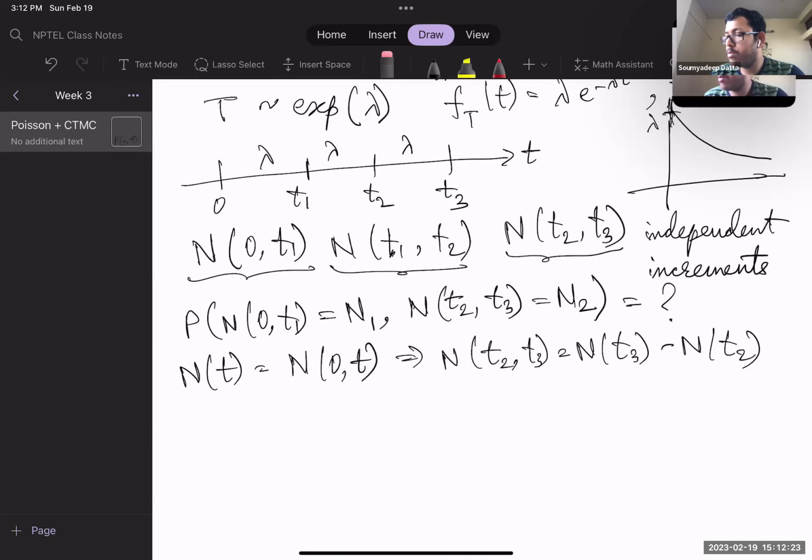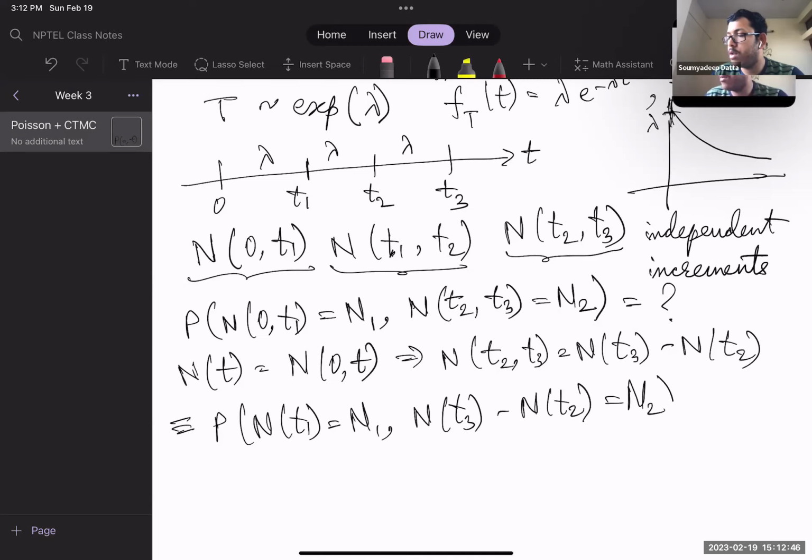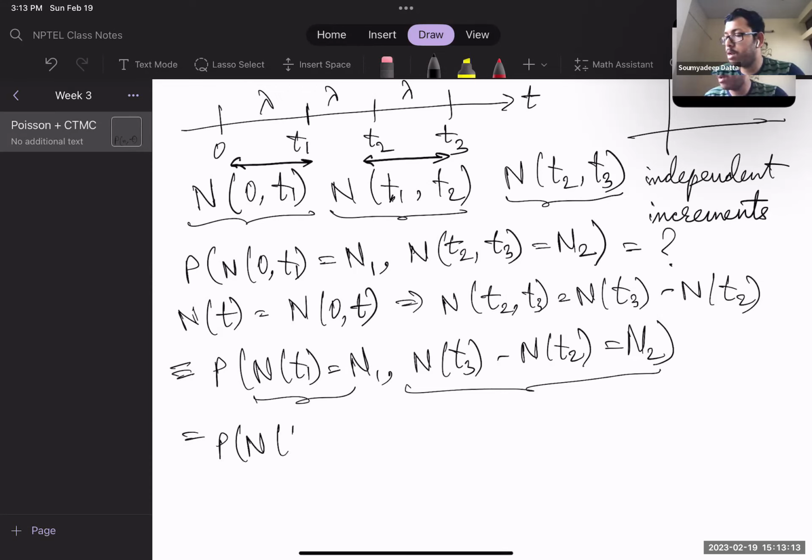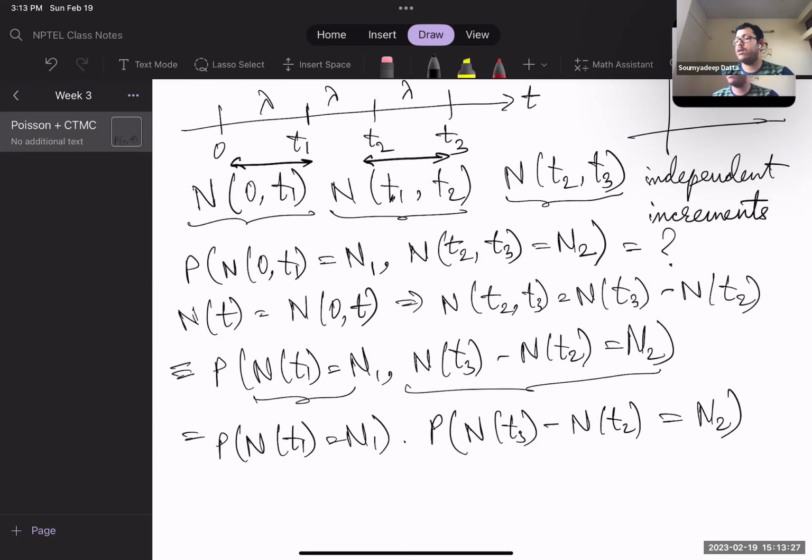And so now I want to compute the probability that there are N1 arrivals between 0 to T1 and N2 arrivals between T2 to T3, right? Using this notation, I can rewrite it as P of N of T1 equal to N1 and N of T3 minus N of T2 equal to N2, right? Firstly, I can use the property of independent increments. I know that this quantity and this quantity are independent, because the time intervals 0 to T1 and T2 to T3 are distant, so they don't depend on each other. So I can simply write it as the probability N of T1 equal to N1 times the probability N of T3 minus N of T2 equal to N2. These are independent events, so I can just write it as the product of each of these probabilities, right?